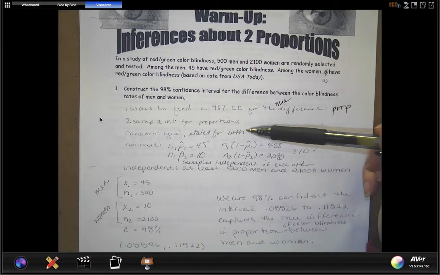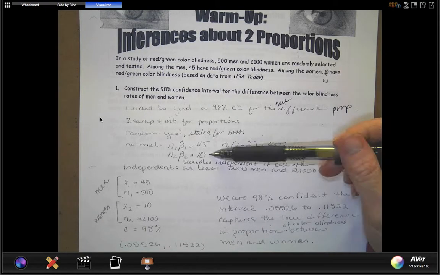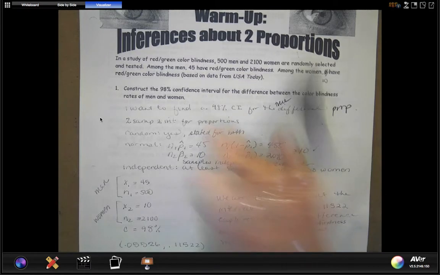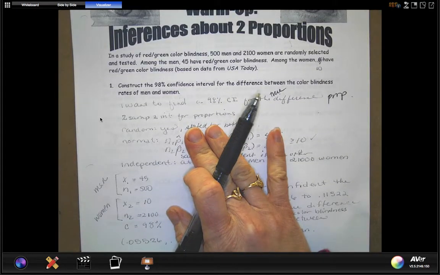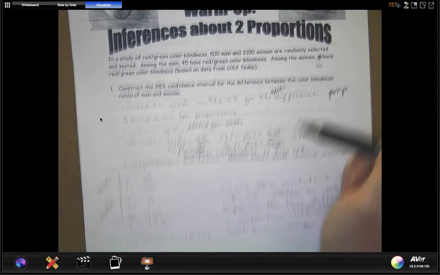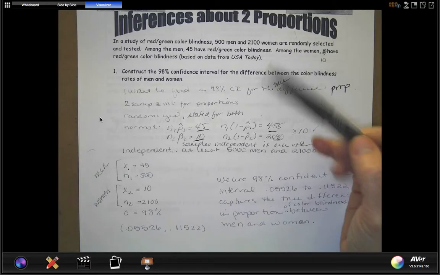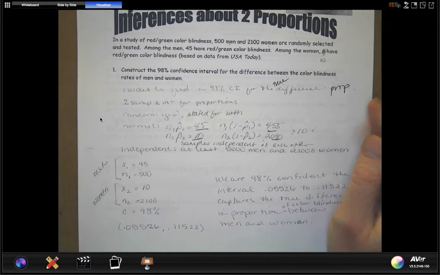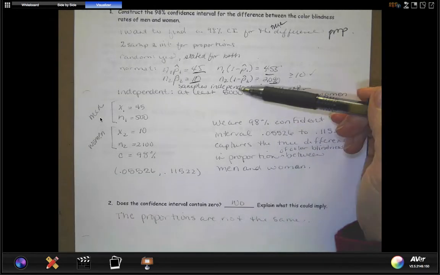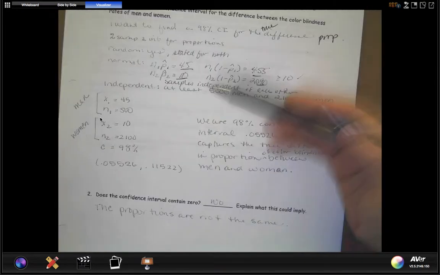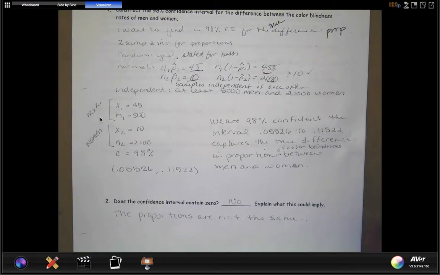Random, yes, stated for both. Here are my checks. Again, I told you that you didn't necessarily have to show the numbers in between, but you can't just write this out and say it's greater than or equal to 10. You've got to show me that you have these answers, okay? We know that the samples are independent of each other. These men and women are independent. We're going to assume at least 5,000 men and 21,000 women. Again, I didn't write assume because I figured that has to be the case.